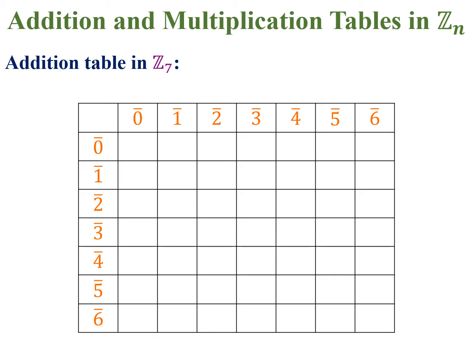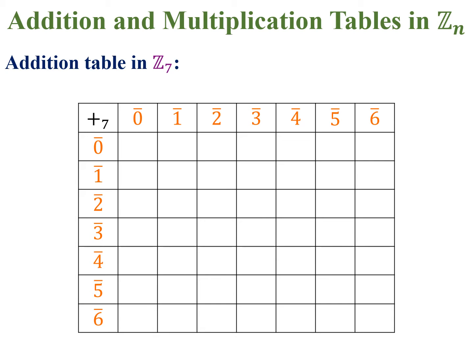And in the cell of the first row and first column, you have to write the binary operation. Which binary operation are we going to use here? That is plus 7, in this way. Now we have to actually add the classes.